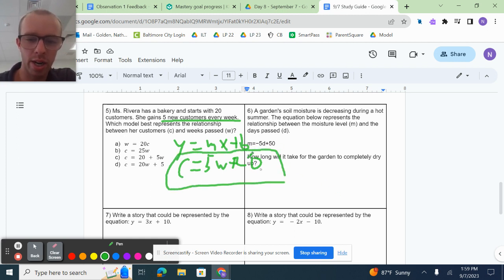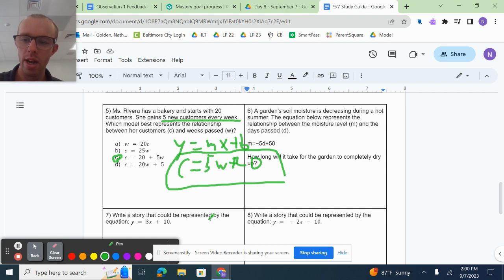She begins at 20, so I fill in a 20 for b. The rate of change is 5, so I fill in a 5 for m, 5 per week, so w goes here. This all equals her amount of customers. But I don't see that equation here. Well, what if I told you that c is the exact same equation? The order of addition does not matter. So it doesn't matter if it's 20 plus 5w or 5w plus 20.